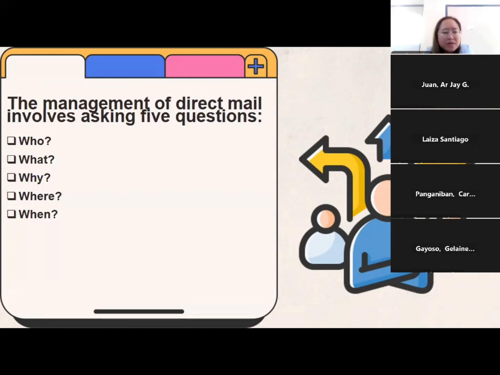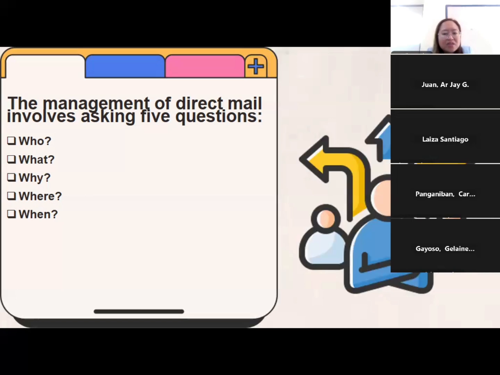Let's proceed to the 5 questions that are actually part of the management of direct mail. Managing a direct mail campaign involves answering 5 key questions to ensure it reaches the right people and achieves its goal. The first question is who? Identify the target market or audience you want to influence. Let's say, for example, Apple. It targets tech enthusiasts and existing customers who are likely interested in the latest gadgets and innovations.